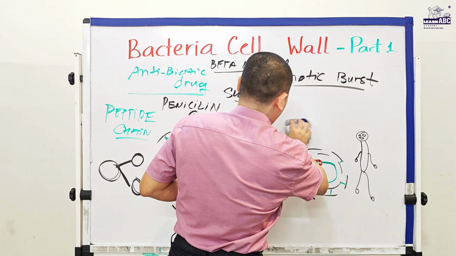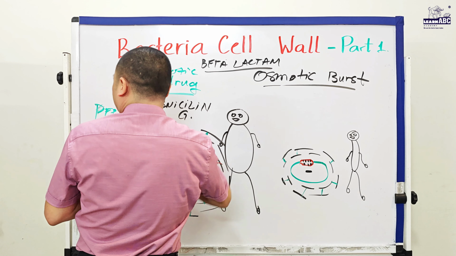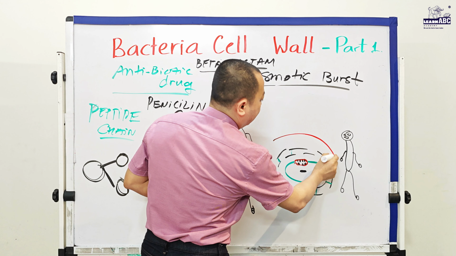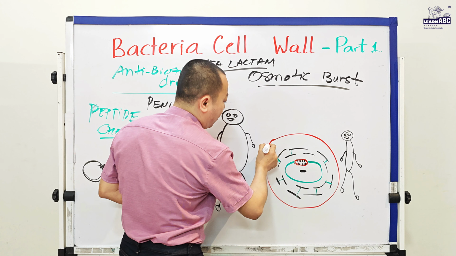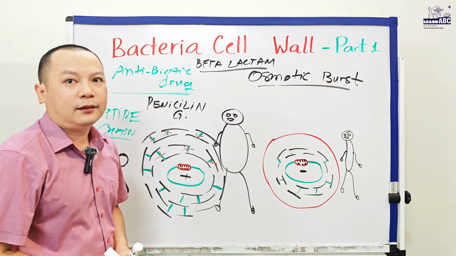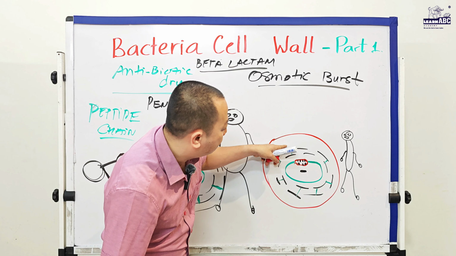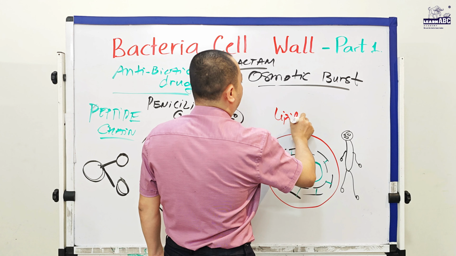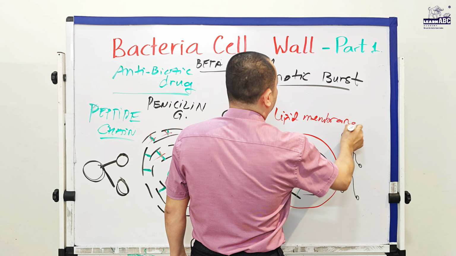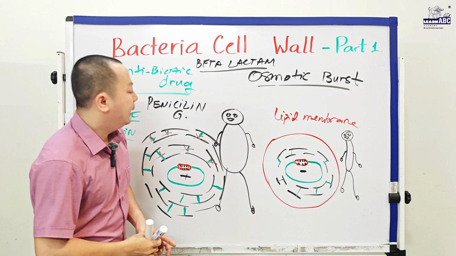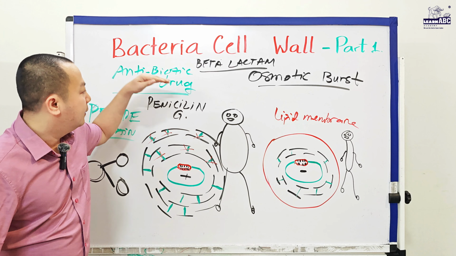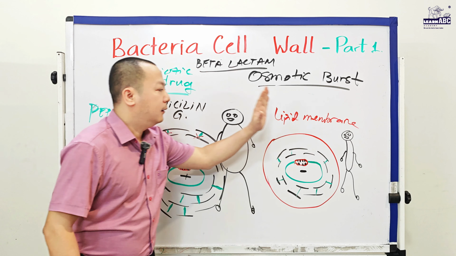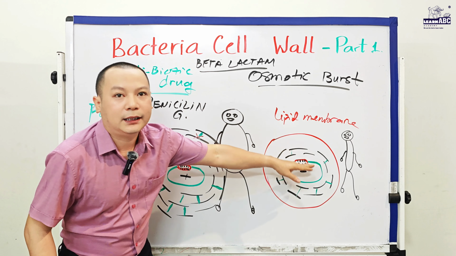One more thing I want to tell you: the difference between the cell wall of gram-negative and gram-positive bacteria. Remember, gram-negative bacteria have one more, additional layer outside this cell wall. This we call the lipid membrane. They don't have this lipid membrane in the gram-positive bacteria. Remember that. So that is the difference between gram-positive and gram-negative.